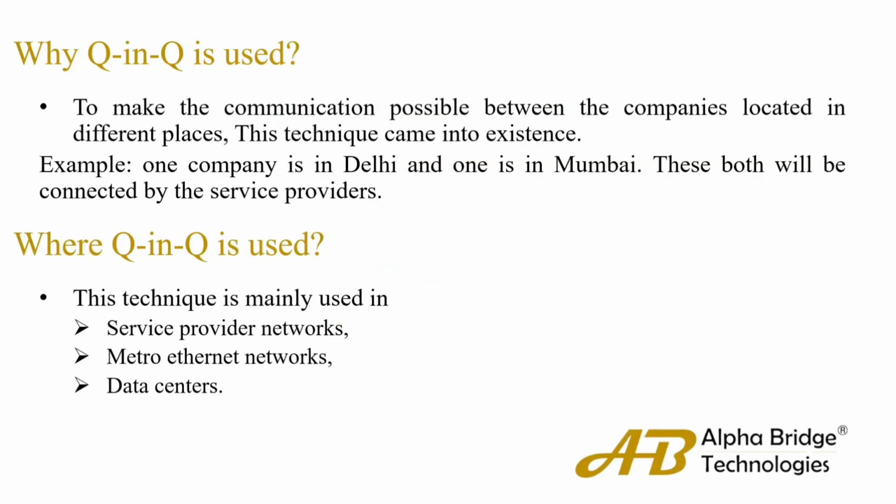Why is Q in Q used? To make communication possible, as we discussed earlier, between companies located in different places, this technique came into existence. As in the example of two offices located at different places, these will communicate through the service providers. Where is Q in Q used? This technique is mainly used by service provider networks, metro Ethernet networks, and data centers.